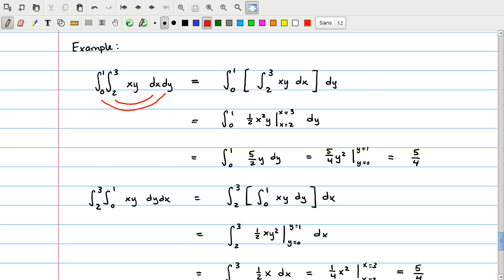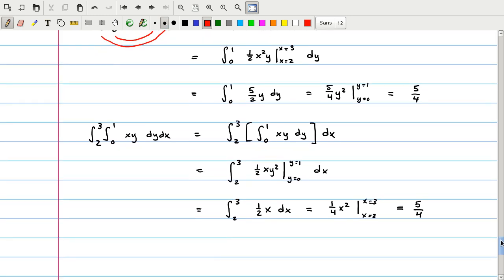Integral from 0 to 1 dy of the inside. Integral from 2 to 3 of xy dx. We do that, we find that antiderivative. We hold y as a constant. The antiderivative of x is 1/2 x squared. So xy, when integrated in x, becomes 1/2 x squared y, evaluated from x equals 2 to x equals 3. All right, we plug those in. When we plug in x equals 3, we get 9 halves y minus 4 halves y. That gives me 5 halves y dy. This is now just a plain old single integral. That's 5/4 y squared, y equals 0 to y equals 1. And we just plug in the 1, we get 5/4.